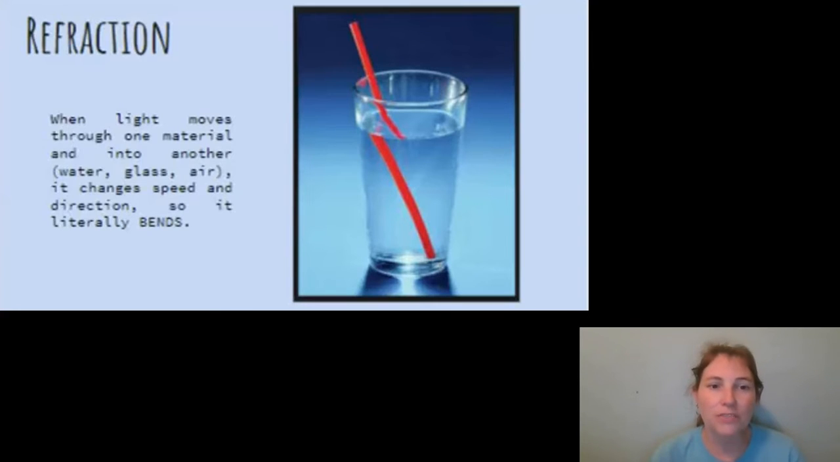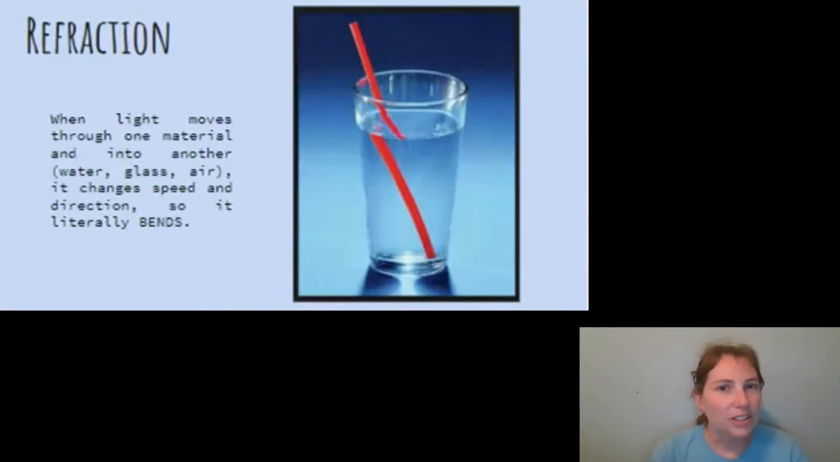And the definition of refraction is when light moves through one material and then into another, and it changes speed and direction. So it bends. Refraction is light bending. I bet you didn't know that light could bend like that.